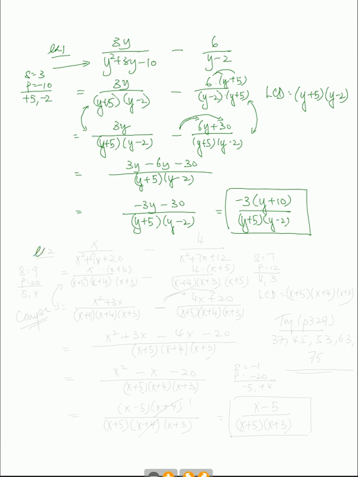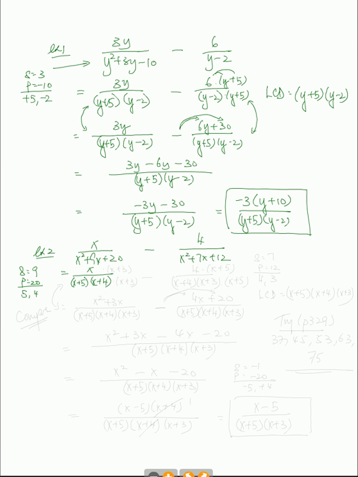Okay, let's try another example, something a little bit bigger. Let's try x over x squared plus 9x plus 20 minus 4 over x squared plus 7x plus 12. So x over, you're going to factor this. The sum in this case is 9 and the product is 20. So that looks like 5 and 4. So it's going to be x plus 5, x plus 4.